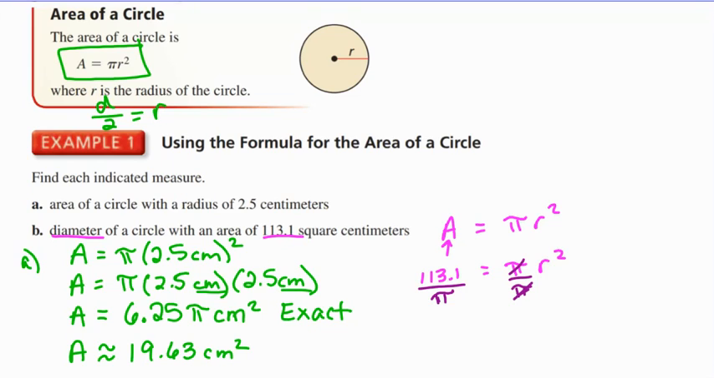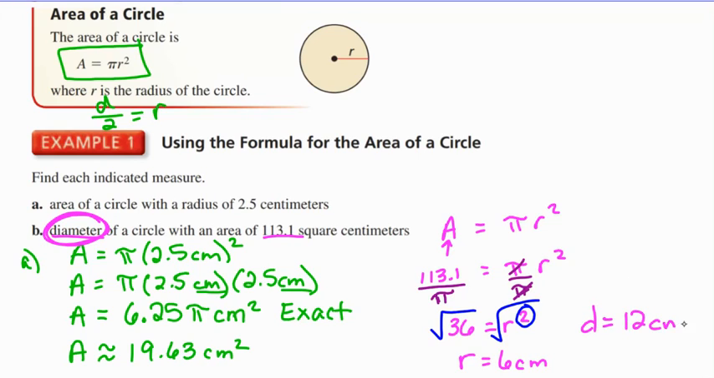When I do that, I get 36.00 and then some numbers after the decimal. I'm just going to call it 36 equals r squared, because then when I take the square root to get rid of this square, I can say that r is 6 centimeters. We're not done yet though, because remember the problem is asking us for the diameter. So that means that the diameter is 12 centimeters.